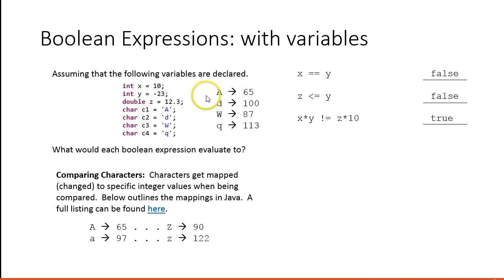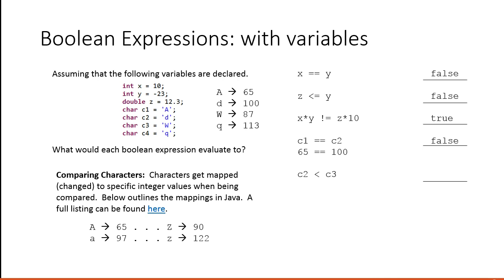So capital A is mapped to 65, small d is mapped to 100, capital W is mapped to 87, and Q is mapped to 113. So if I say is C1 equivalent to C2, well, we can see obviously capital A is not equivalent to capital D, so this is obviously going to be false. But that's what Java actually does.